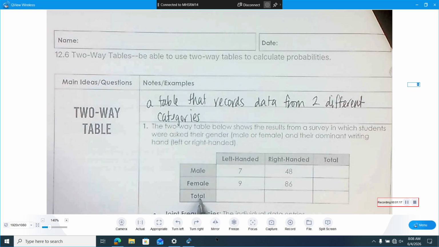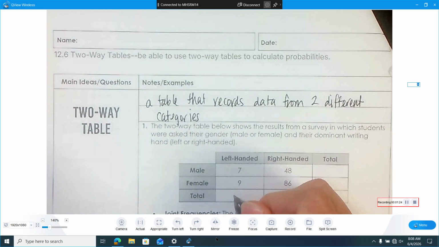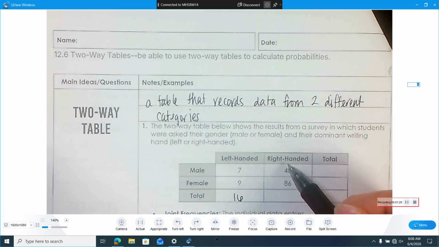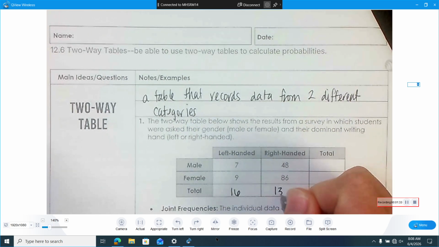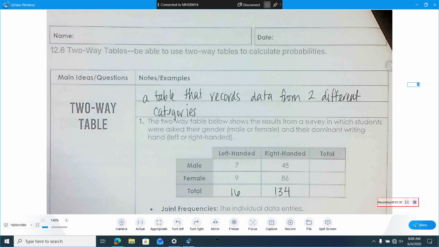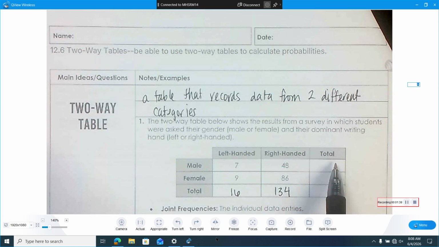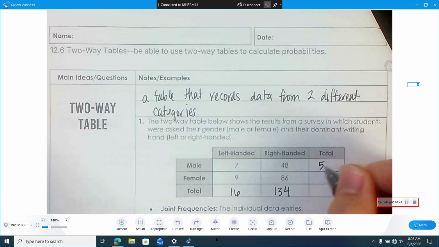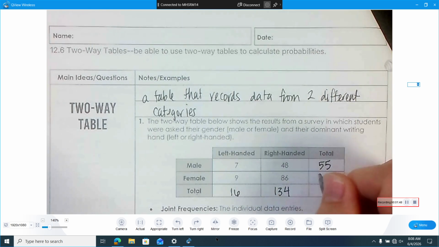So what do you suppose we need to do to find the total right here? Add them up. That's right, 9 and 7 is 16. And then 48 and 86 is 134. And then, of course, you can also add across to get the total to the right-hand side here. So 7 and 48 is 55, and 9 and 86 is 95.